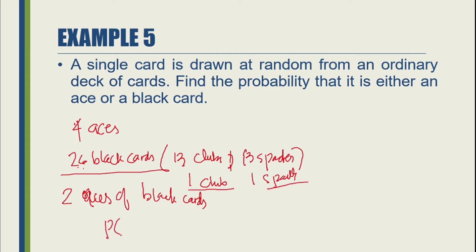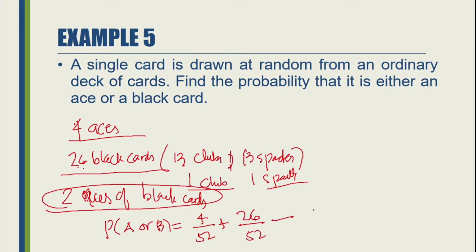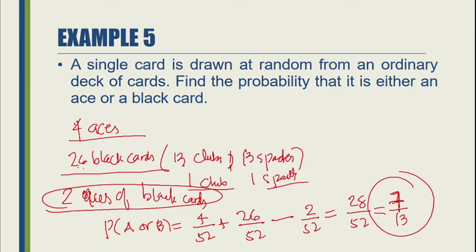So therefore, the probability of ace or black card is 4 over 52, because that is the total number of cards in a standard deck, plus the 26 black cards over 52, minus the common, which is 2 over 52. So therefore, that is 28 over 52, or shall we say 7 over 13. Again, this is not mutually exclusive because the 4 aces and 26 black cards have 2 aces in common, and we have to deduct the probability of P and P. That's 28 over 52, that is 7 over 13.